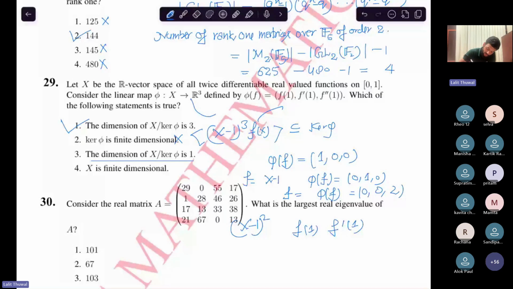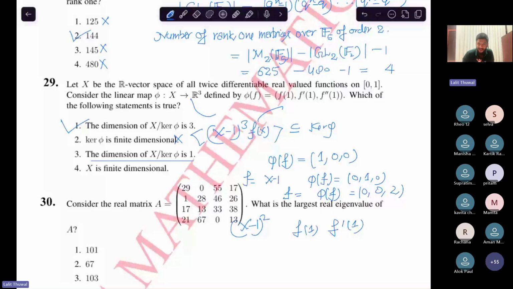That is wrong. Why? Anyone? X is finite dimensional. Because there is a linearly independent set 1, x, x square, x cube, and so on. That's a linearly independent set, and any maximal linearly independent set can be infinite, because there are infinitely many linearly independent vectors. Because the second one is wrong, that's why the fourth one is also wrong.